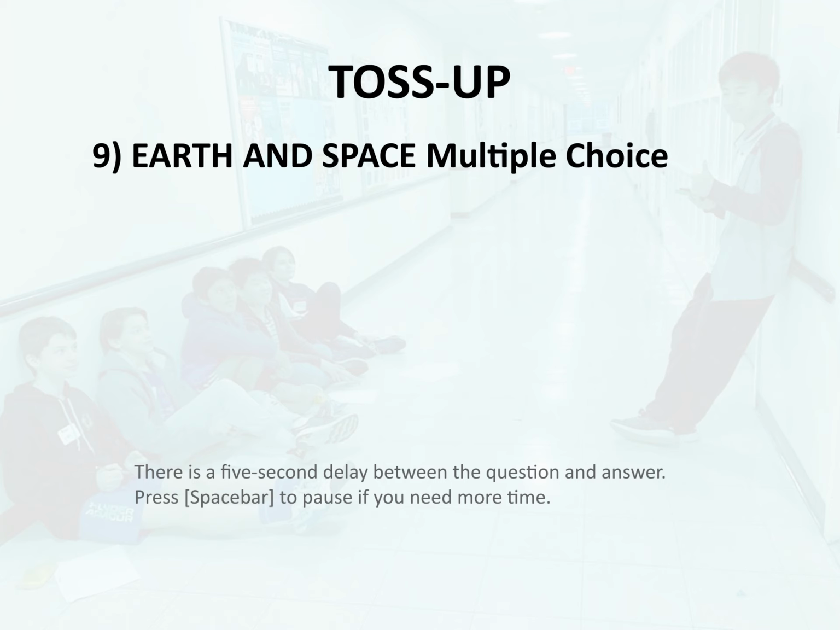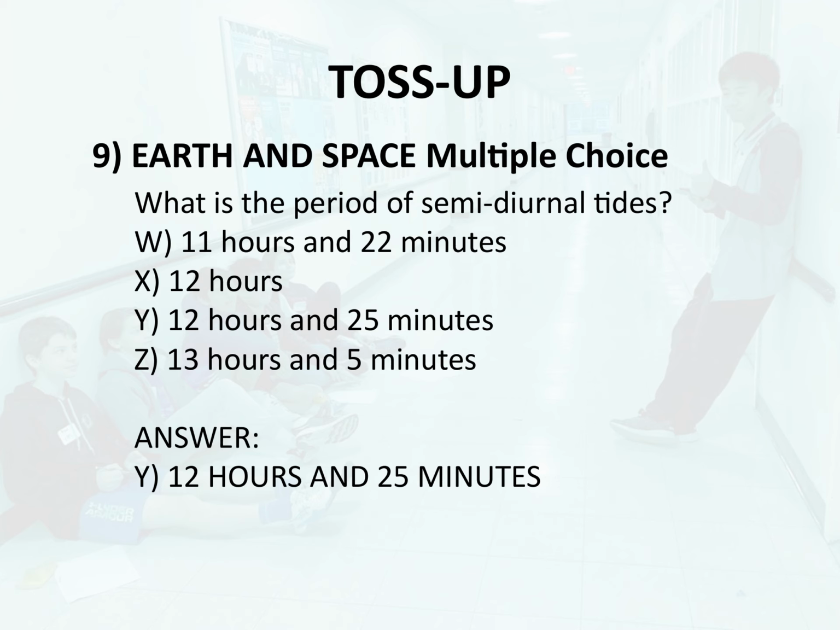Toss-up 9. Earth and space. Multiple choice. What is the period of semi-diurnal tides? W. 11 hours and 22 minutes. X. 12 hours. Y. 12 hours and 25 minutes. Z. 13 hours and 5 minutes. Answer. Y. 12 hours and 25 minutes.